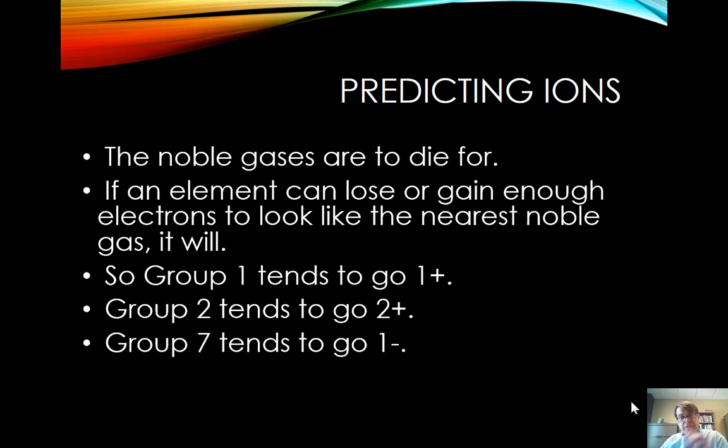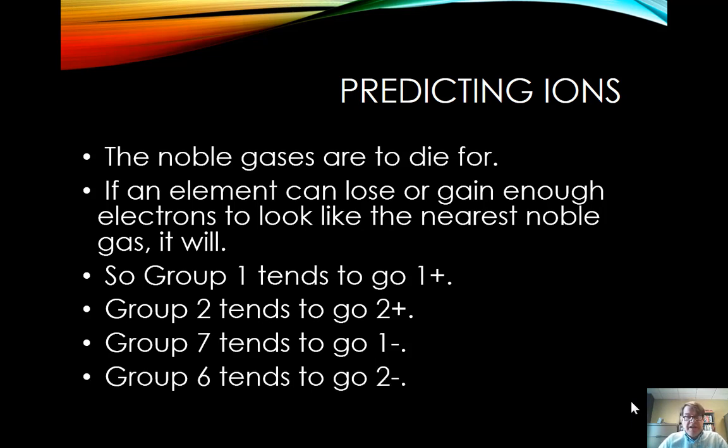Group 7, which is on the other end of the periodic table, all it needs to do is get 1 electron, and then it's like its nearest noble gas. And so atoms from group 7 tend to be ionic in a -1 charge.